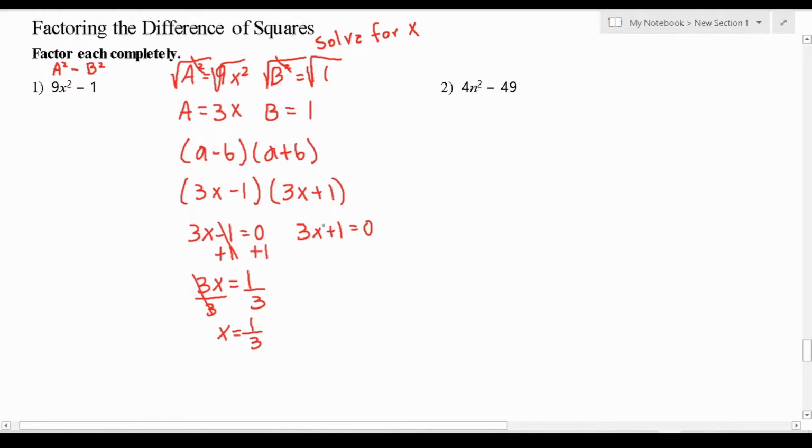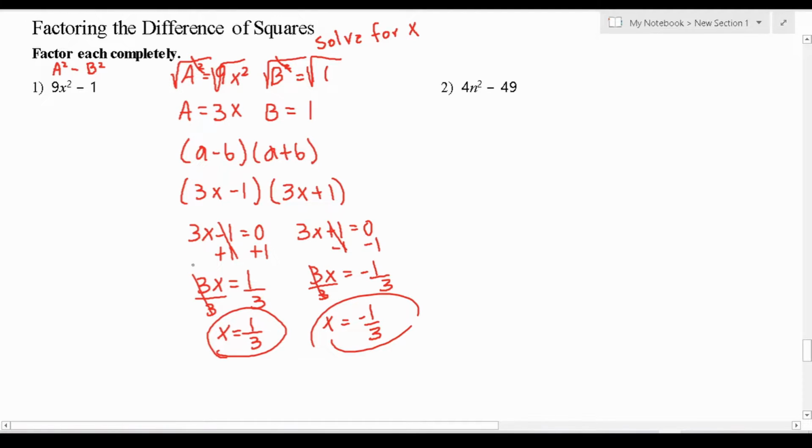Again, to solve for x in this equation, we're going to subtract 1 from both sides. That's going to cross out, leaving you with 3x equals negative 1. Again, to get x by itself, we're going to divide both sides by 3. This is going to cross out, leaving you with x equals negative 1/3. So the solution to this one, in other words, if you had to solve for x instead of just factor it, would be x equals 1/3, x equals negative 1/3.